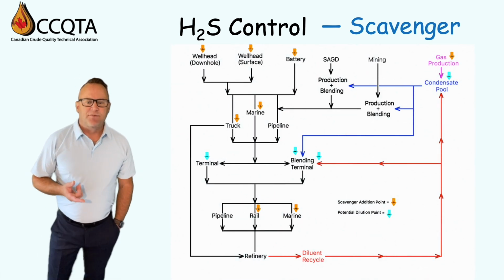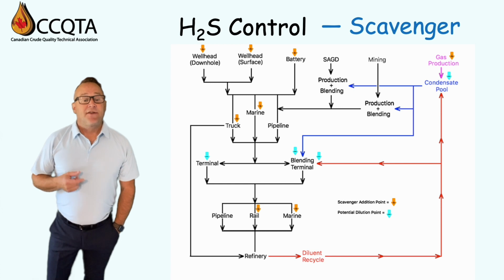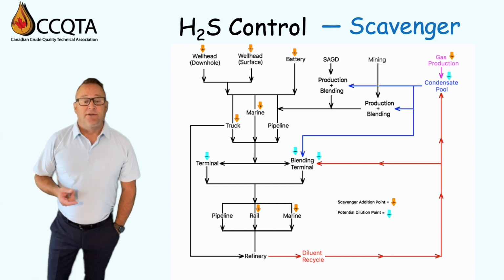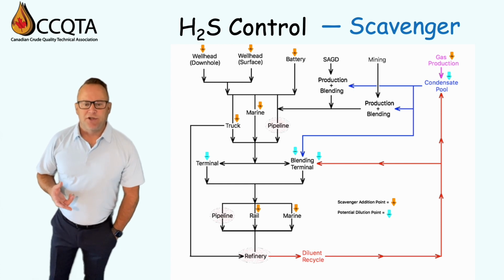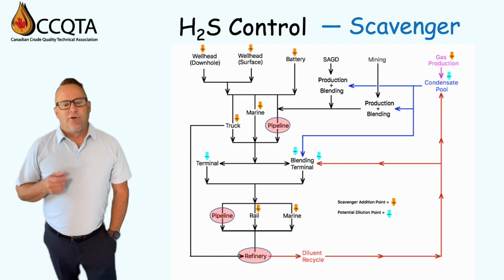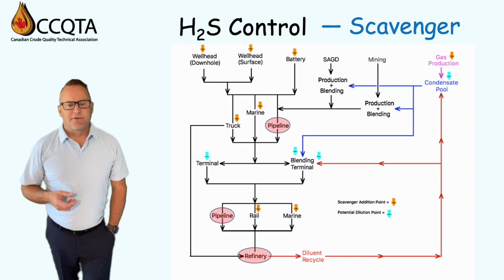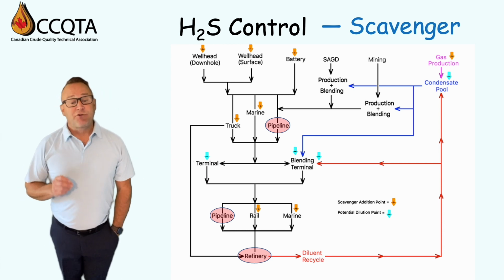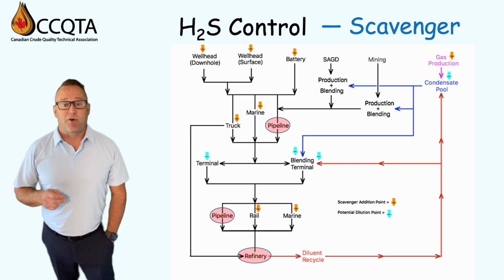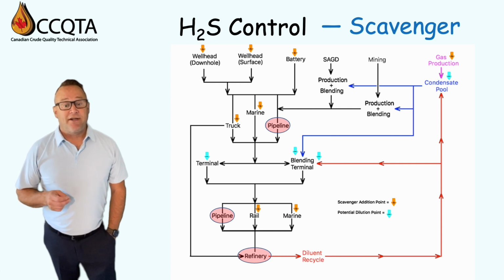This diagram shows many of the points along the way that scavenger can be added to the crude oil, as well as a few points where dilution can take place. You'll notice that transmission pipelines and refineries are not points where scavenger is added. This is because there is no risk to the refinery because they routinely deal with H2S generation as part of crude refining, so having it in the feed is no problem for them.